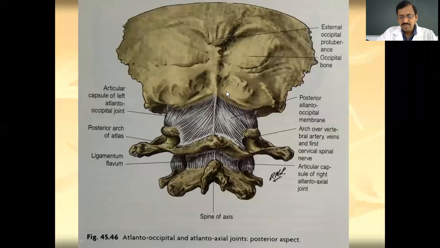Here is the posterior atlanto-occipital membrane. In between the posterior margin of the foramen magnum and the upper border of the posterior arch of the atlas, there is a membrane. This is called the posterior atlanto-occipital membrane, and in between the axis and atlas also there is a small membrane. This is called ligamentum flavum. These are all the bones and ligaments forming the floor of the suboccipital triangle or suboccipital region.